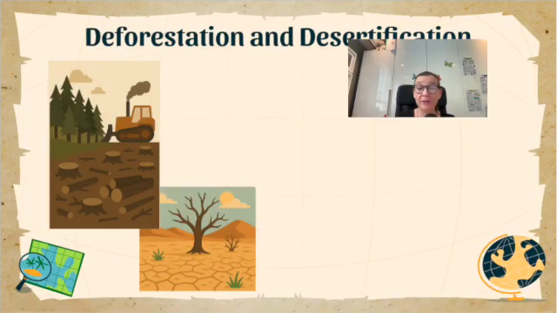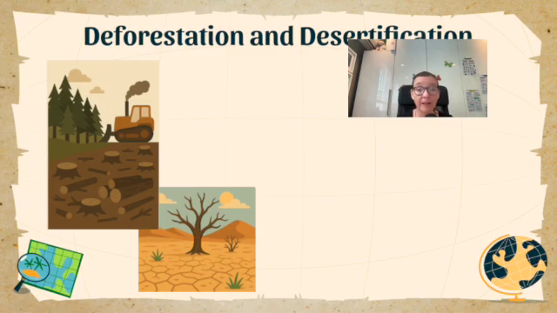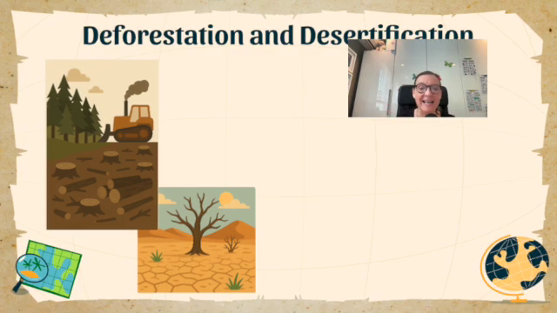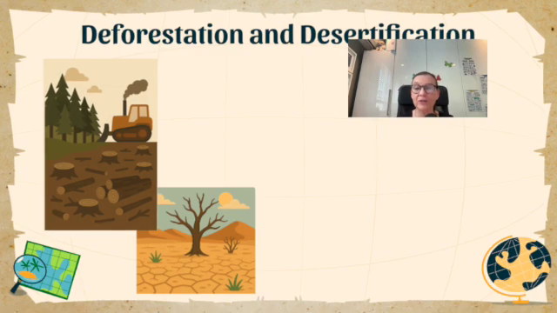Okay, so now we're going to talk about two major environmental issues, deforestation and desertification. We'll start with deforestation. This is the large-scale removal of forest for human use. They use it for farming, ranching, or logging. This reduces biodiversity, disrupts water cycles, and contributes to climate change.